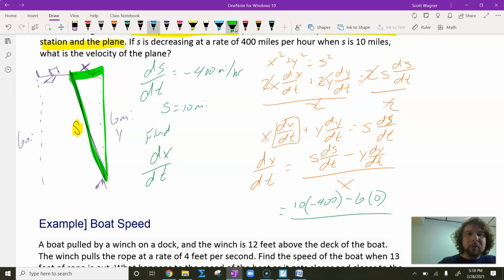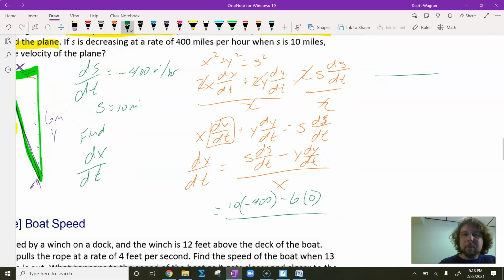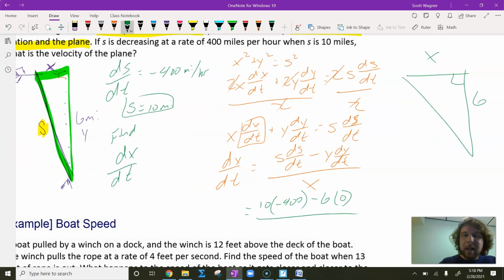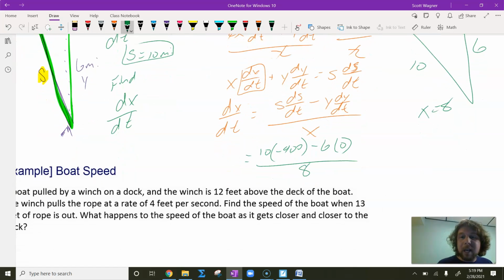I'm just going to do a little side note over here. Here's my right triangle. There's x. Here's 6. And I also know that the s value is 10. So here's 10. I can use the Pythagorean theorem to figure out what x is. 10 squared is 100, 6 squared is 36. Subtract those two, and you get 64. The square root of that says x has to equal 8. Substitute 8 in the bottom. I can calculate all this out, and I'll end up with negative 500 miles per hour.